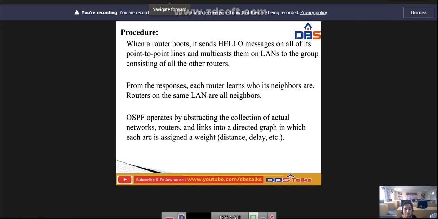Procedure. What are the procedures we have? When a router boots, it sends a hello message on all of its point to point lines and multicasts it on LANs to the group consisting of all the other routers. From the responses, each router learns who its neighbors are. The routers on the same LAN are all neighbors. OSPF operates by abstracting the collection of actual network routers and links into a directed graph in which each edge is assigned a weight, such as distance, delay, etc.